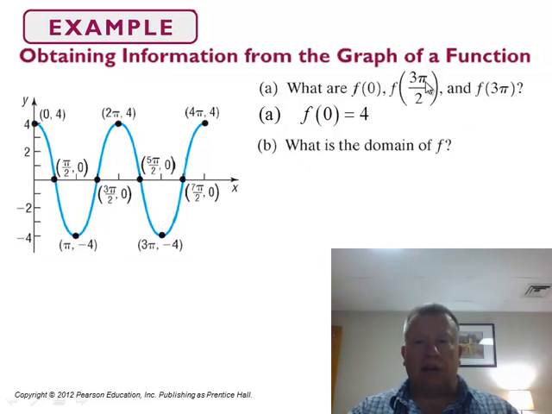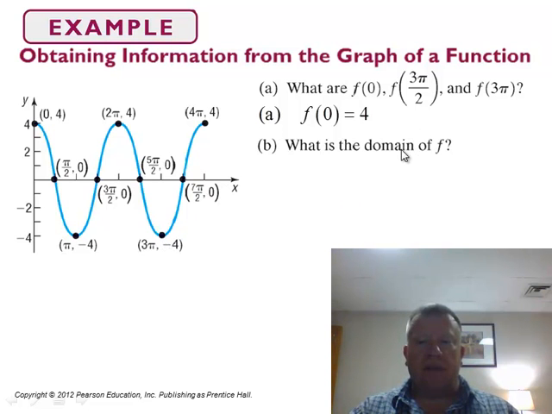And we could also answer the same question for what is f of 3 pi over 2? Well, here x is equal to 3 pi over 2, so f of 3 pi over 2 is 0. And f of 3 pi is negative 4.